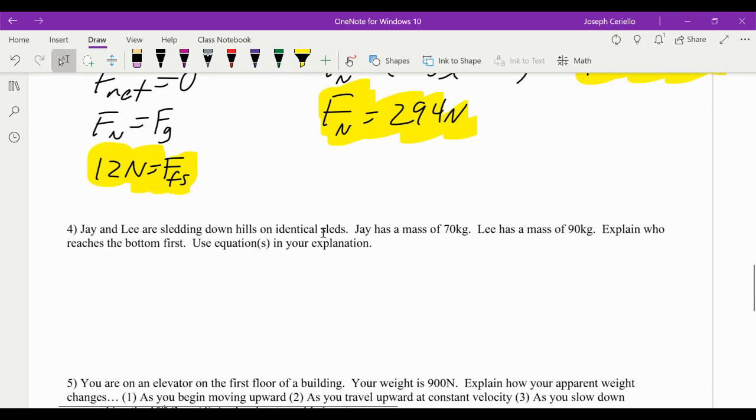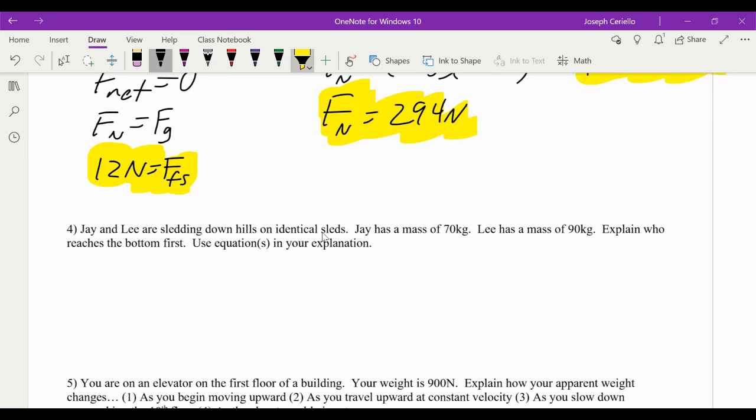All right, Jay and Lee are sledding down hills on identical sleds. Jay has a mass of 70 kilograms, Lee has a mass of 90 kilograms. Explain who reaches the bottom first. This is equivalent to me saying I have a 70 kilogram ball and a 90 kilogram ball. I hold them up from the same height and I drop them at the same time. Which one's going to hit the ground first? Hopefully you know they hit the ground at the same time.